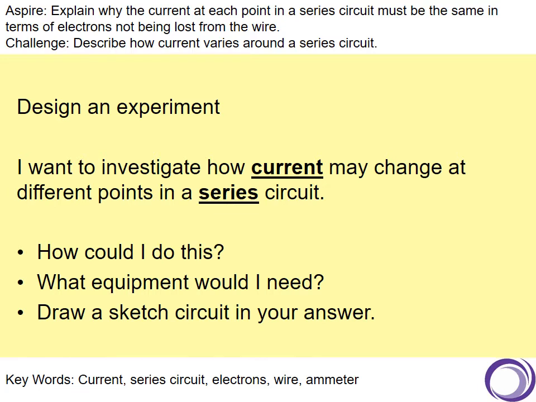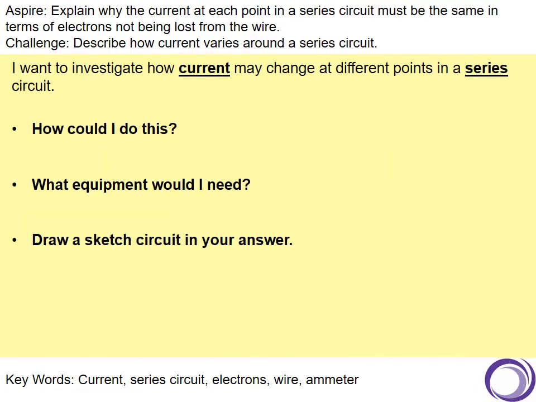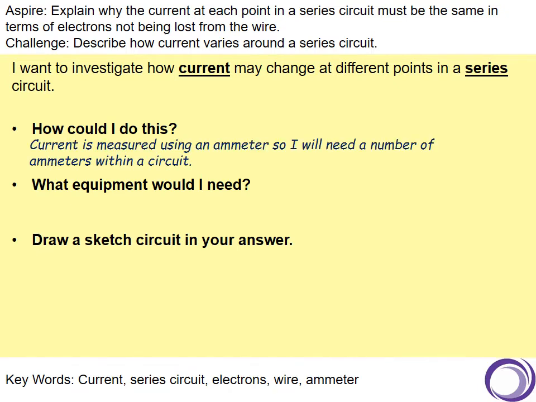Okay, and stop there. Let's see how we've got on. Okay, in order to investigate how current may change in a series circuit, we need to use an ammeter. An ammeter measures current, and we'll be measuring current at different points around the circuit. Therefore, we might need 2 or 3 ammeters. Other equipment that we might need are bulbs, power pack, or a cell, and a switch.